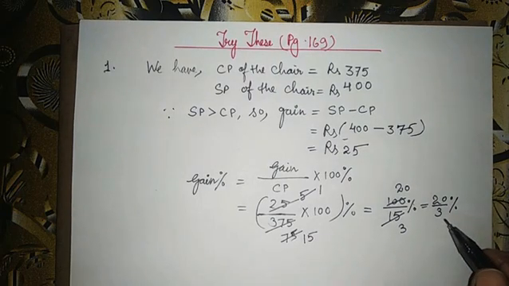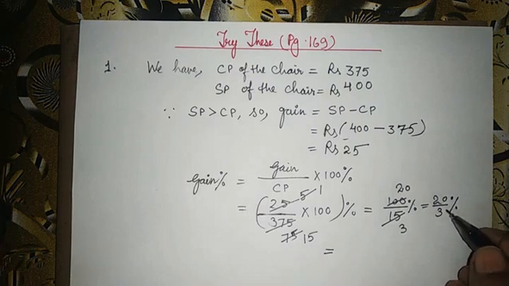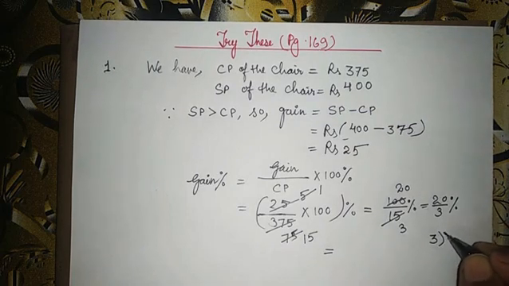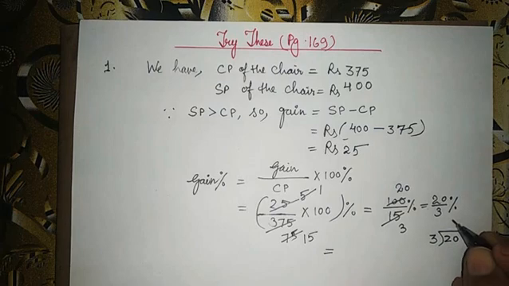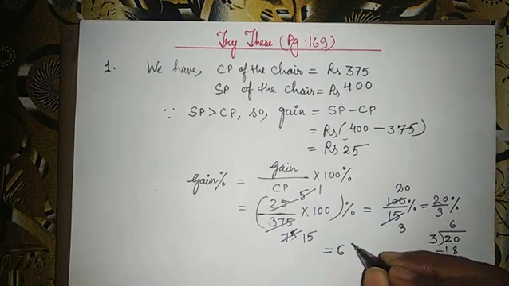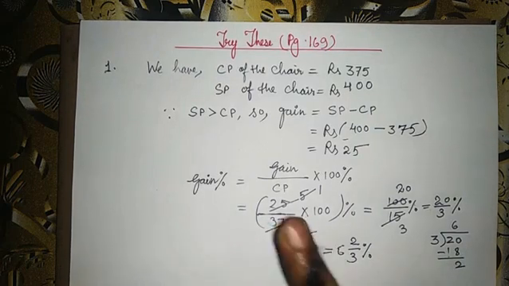This 20 upon 3%, here it is an improper fraction, 20 upon 3. We will convert this improper fraction into a mixed fraction. So, you know what you will do to convert it into a mixed fraction? 3 sixes are 18 and here 2. So, what we will get here? 6 whole 2 by 3. Okay, 6 whole 2 by 3% is the gain percent for this question.